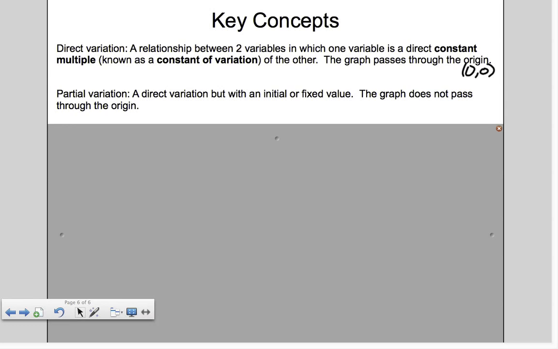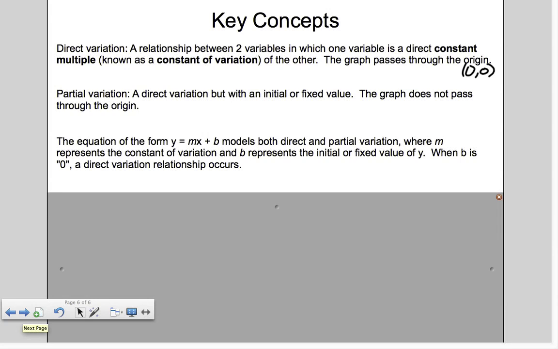So what was the implication of it being direct? 0, 0 goes through the origin. So if you didn't work, how much did you get paid? Nothing. 0, right. By my cell phone bill, if I didn't text, how much was I charged? Still 20, right? That's why that's a partial variation.